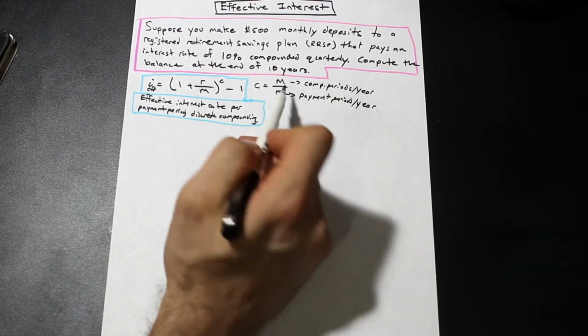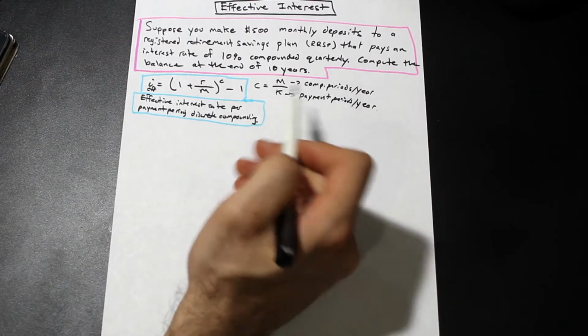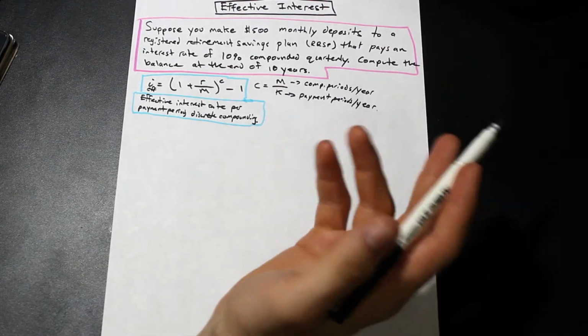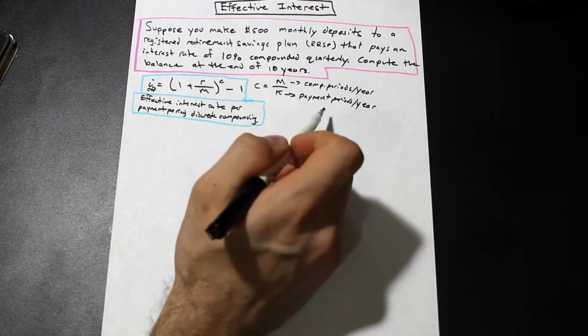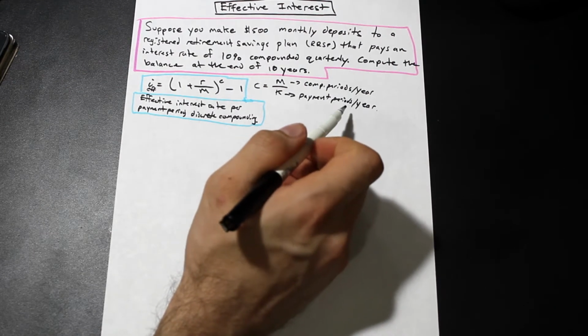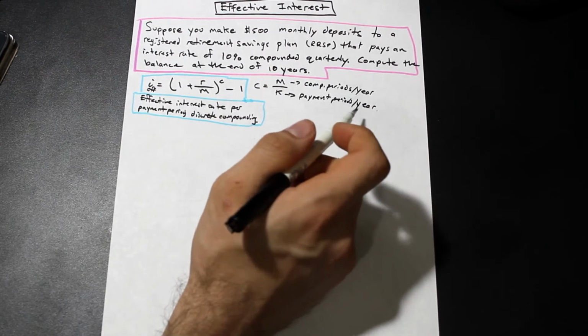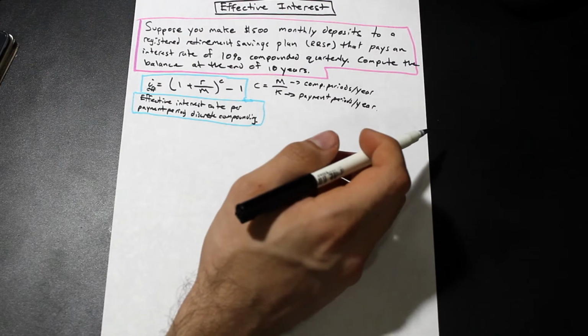So if it says compounded quarterly, that's 4. If it's compounded monthly, that's 12. Payment period, same thing. If there are monthly payment periods, that's 12. Daily payment periods, that would be 365. So that kind of thing. That's how you use that formula.